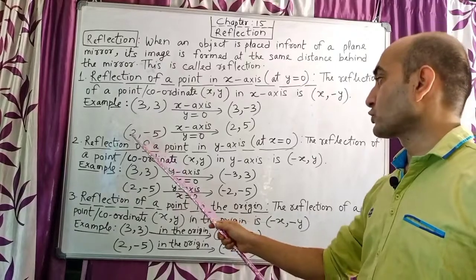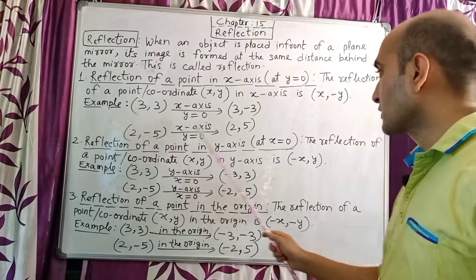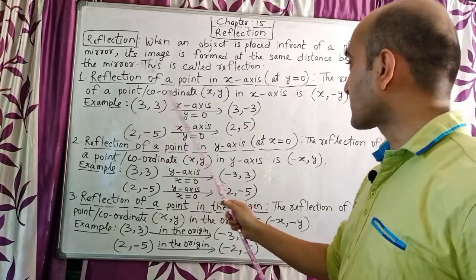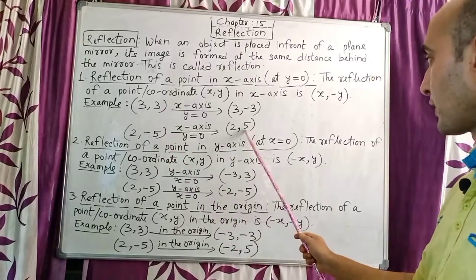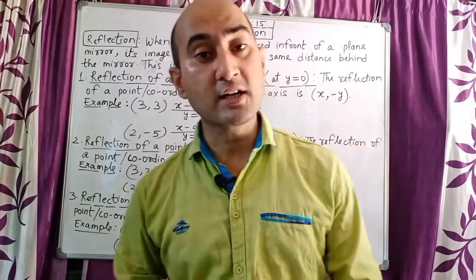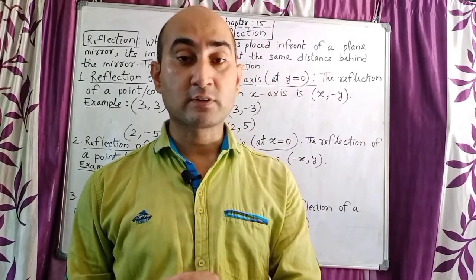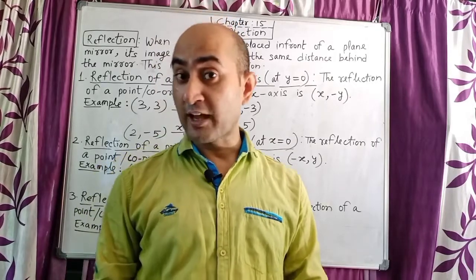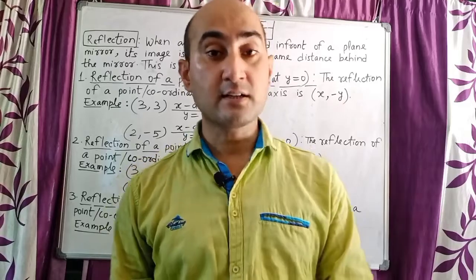Another example, 2 comma minus 5. As you know, the first value doesn't change, so 2 will be 2 only, but the second changes. Like plus 3 became minus 3, similarly minus 5 will become plus 5. So what is the conclusion? Reflection in the x-axis means the second value, that is the ordinate, changes, but the first value, that is the abscissa, doesn't change.